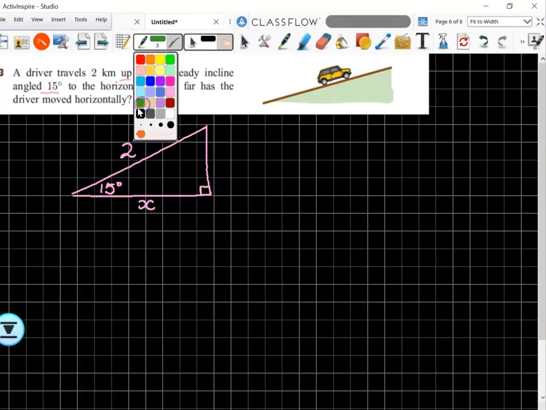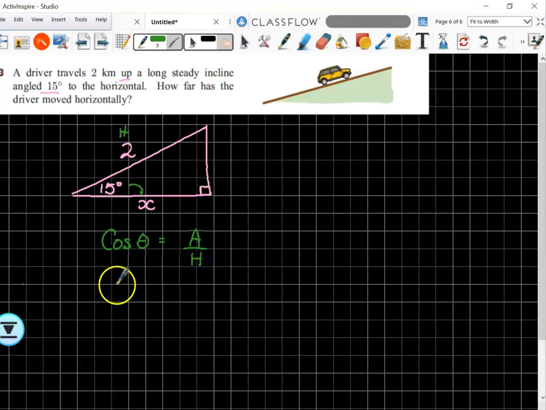All right, we label. Or do I have to label, or can you give me the rule? Cosine, well done. You've got adjacent and you've got hypotenuse. So we've got cosine equals adjacent over hypotenuse. Sub our information. Once again, I was hoping that they had the unknown at the bottom. I would like the answer, thank you. 1.93 kilometres.